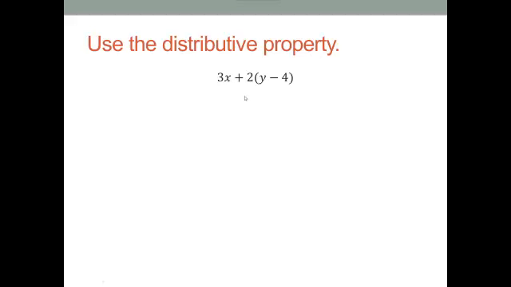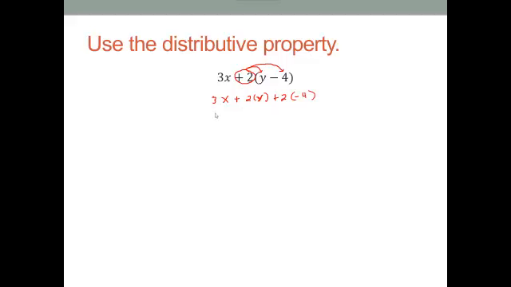This one, we have 3x plus 2 times the difference of y and 4. So 3x plus 2 times y minus 4. To clear out these parentheses, we can use the distributive property by taking this positive 2 and multiplying it times each one of these terms inside the parentheses here. So that'll look like, if we expand it out, and you really don't have to show this step, but to expand it out, we would say 2 times y, and then positive 2 times negative 4.